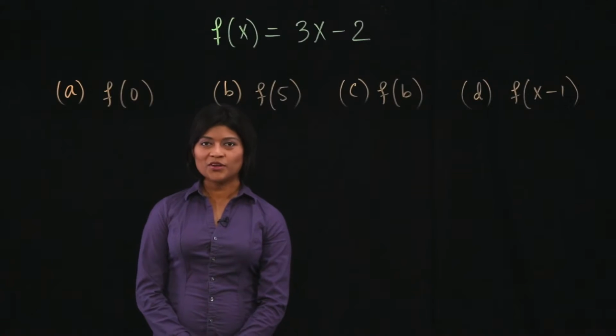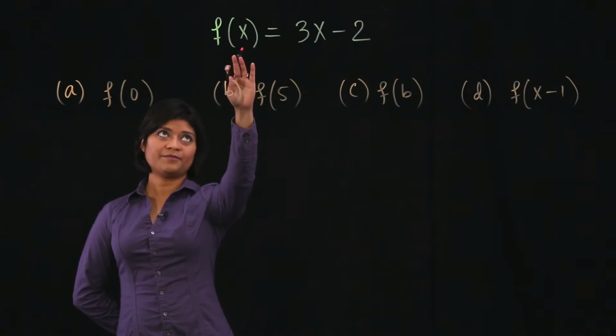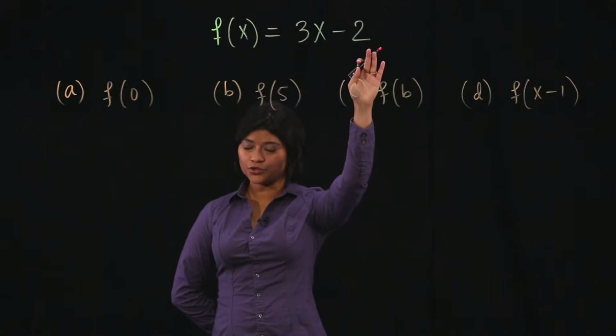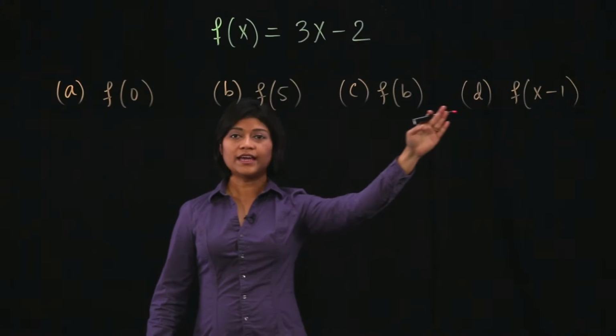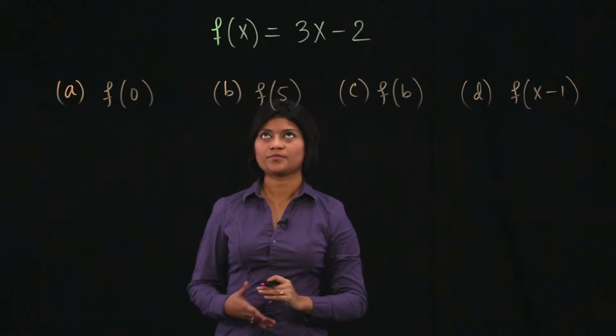Hello, I'm Papia. In this problem, we have a function f of x equals 3x minus 2. We have to evaluate this function at these given values and then simplify the result.